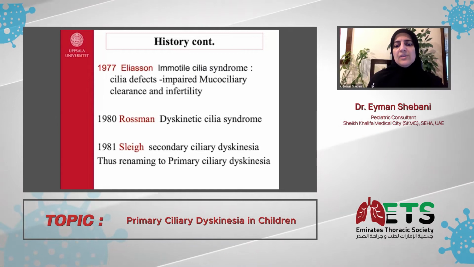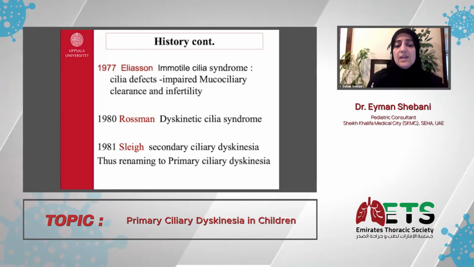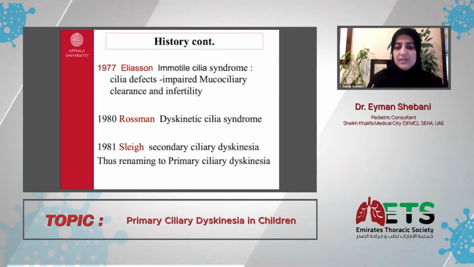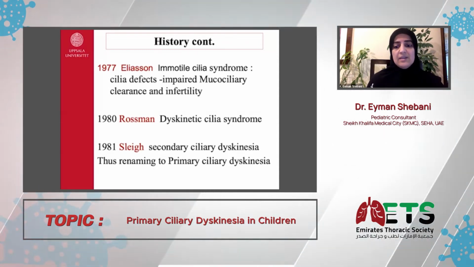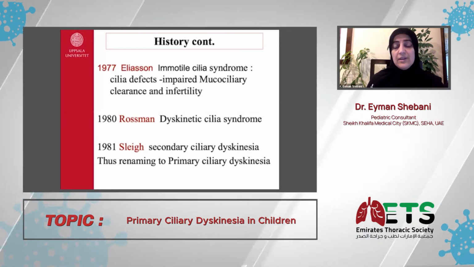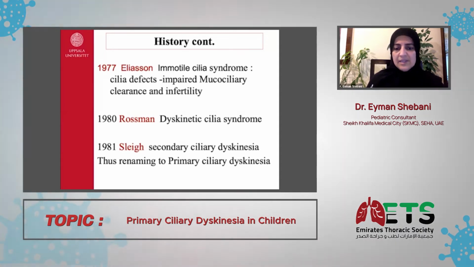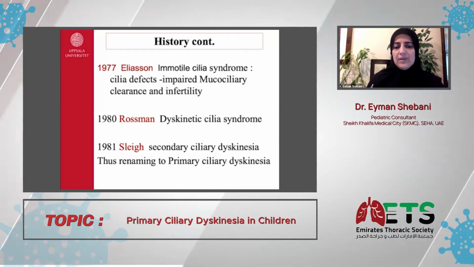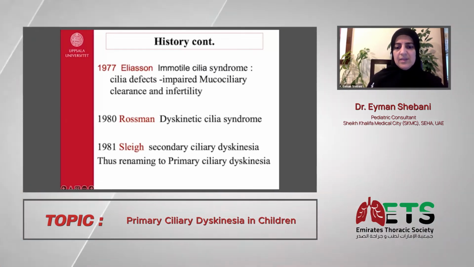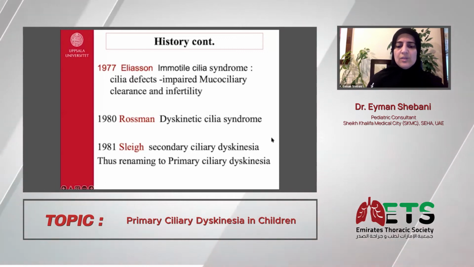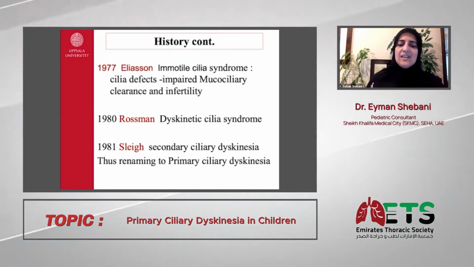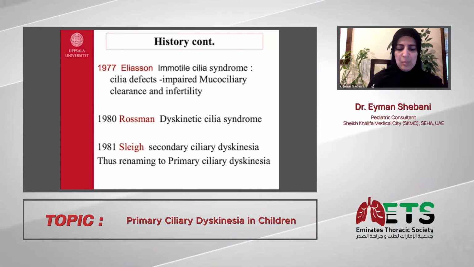That's why the name primary ciliary dyskinesia came about, because they found out in the early 80s that there are several conditions that can cause abnormality in the ciliary or mucociliary clearance due to problems in the cilia, and those were actually secondary, they weren't genetic. I'll touch upon the causes of these secondary ciliary dyskinesias. So once they found out that there were conditions causing secondary ciliary dyskinesia, they renamed it primary ciliary dyskinesia.